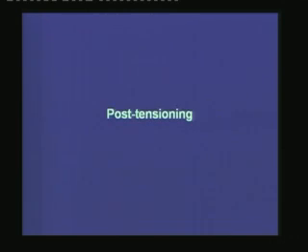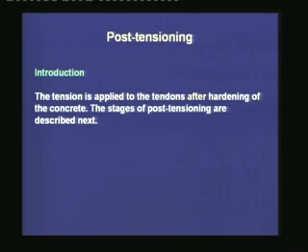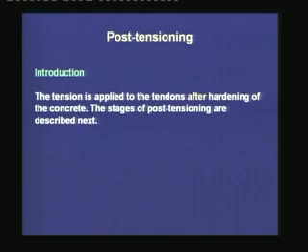As we had mentioned earlier, prestressing can be broadly classified into two types. One is pre-tensioning and the other is post-tensioning. Post-tensioning is the one where the tension is applied to the tendons after hardening of the concrete. This is different from pre-tensioning. In pre-tensioning, the tension is applied first and then the concrete is cast. In our last lecture, we covered pre-tensioning in detail. In this lecture, we shall cover post-tensioning and its devices.